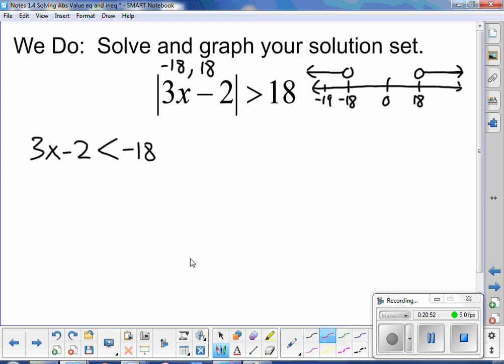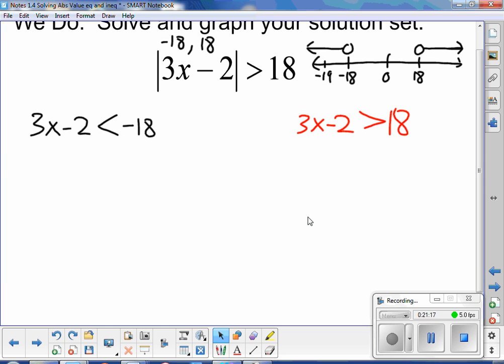So let's take those off so they don't get mixed up with other things. Now, don't put and or or yet. So we got 3x minus 2, and then the inequality symbol stays the same because that's still positive 18. I did not switch the sign. All right, so let's solve both of these.